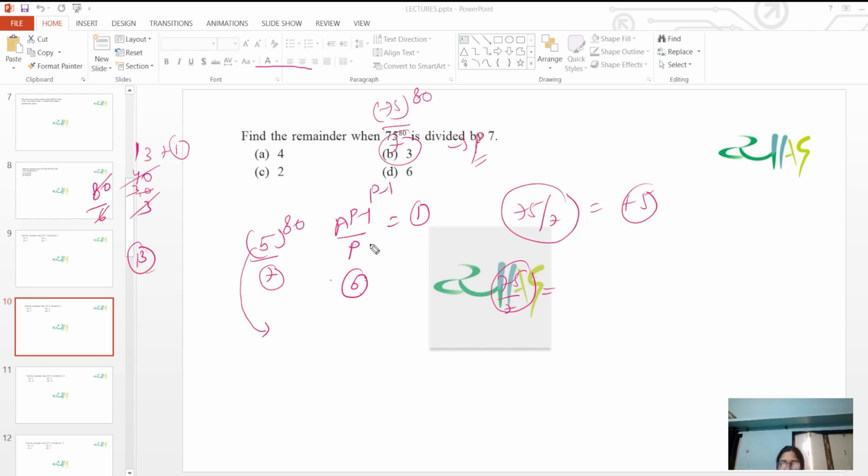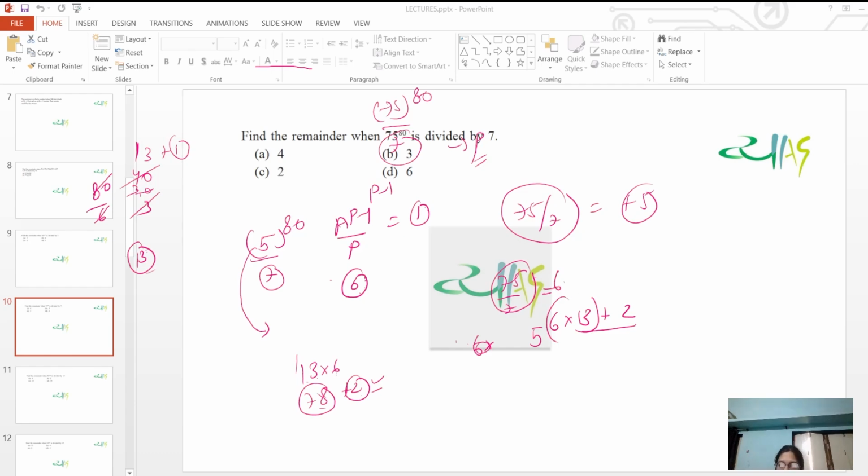So this power can be written as what? 13 into 6, which is what? 5. This will become 78 plus 2. All right, 78 plus 2. Okay, so this is how you are going to write your power. You are going to write 5 as 6 into 13 plus 2. All right, so this is 80.